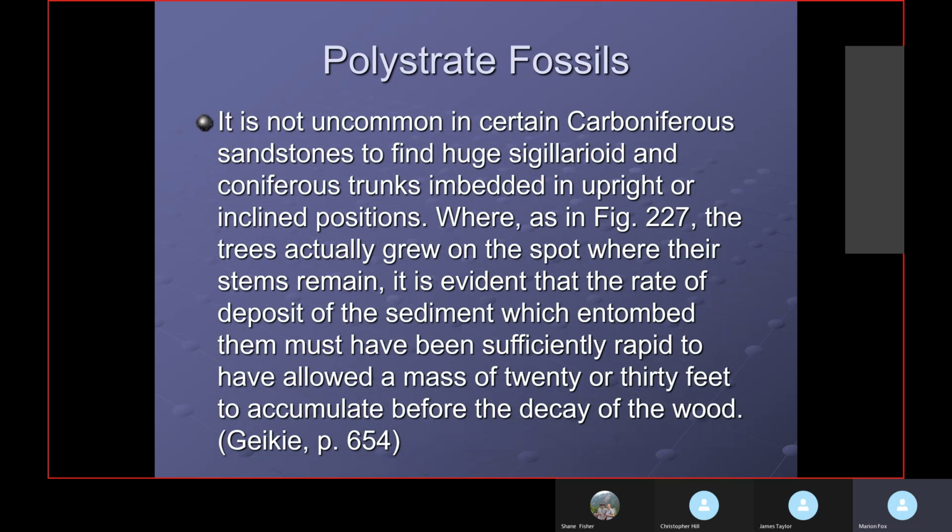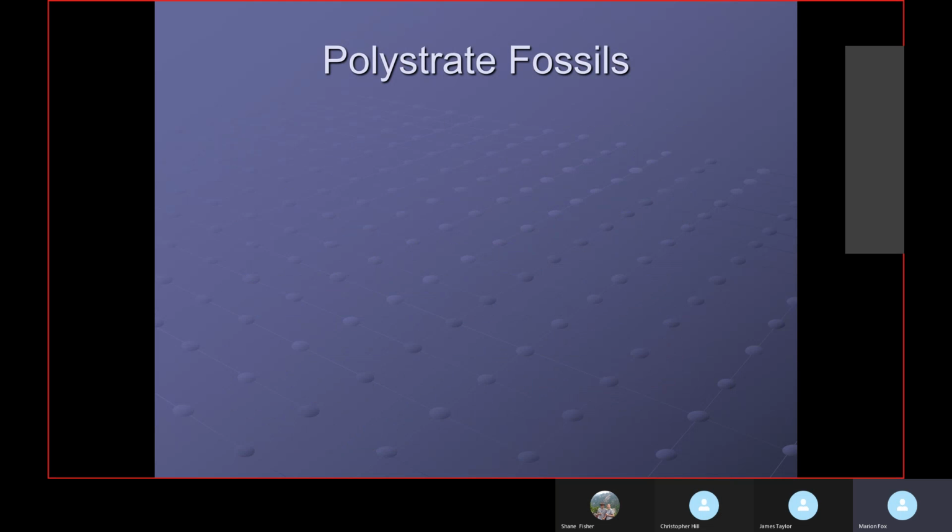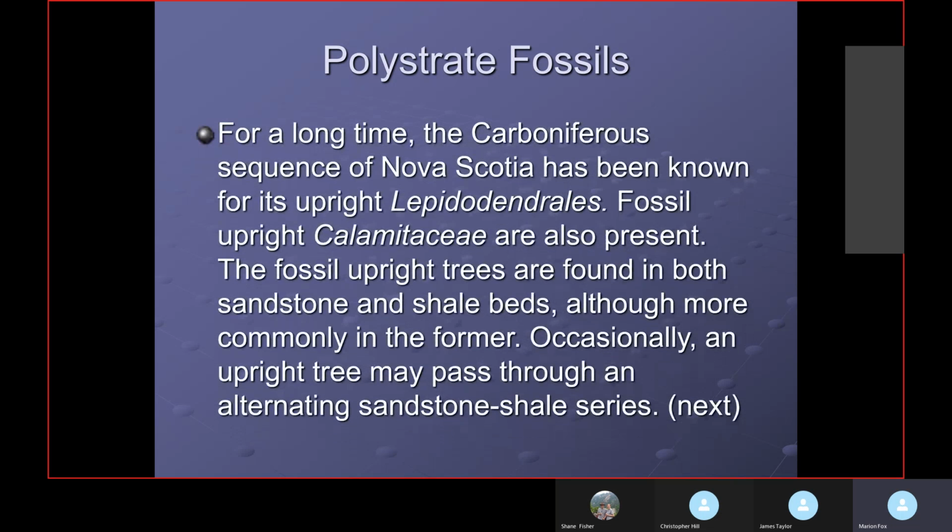Geikie says it's not uncommon in certain Carboniferous sandstones to find huge calamite or coniferous trunks embedded in upright or inclined positions, whereas in figure 227, the trees actually grew on the spot where their stems remained. It is evident that the rate of deposit of sediment which entombed them must have been sufficiently rapid to have allowed a mass of 20 or 30 feet to accumulate before the decay of the wood. So they were buried very quickly.